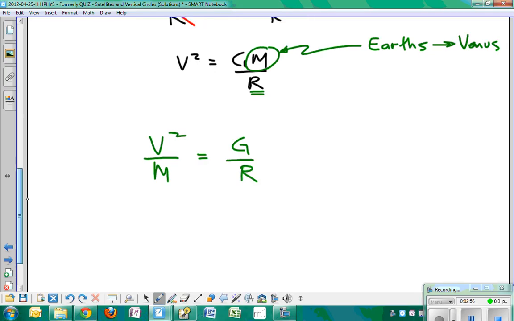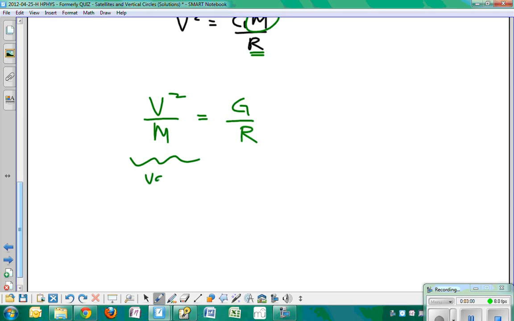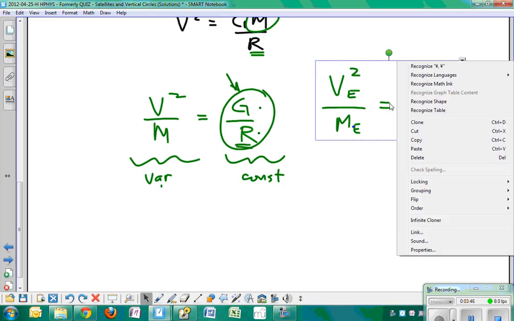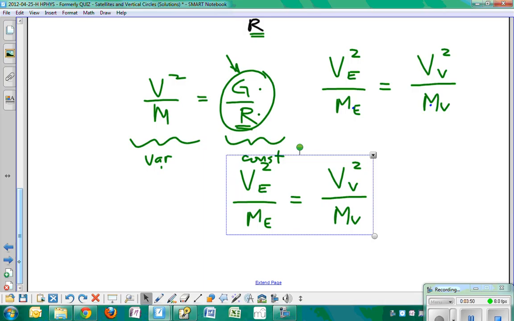So how does that work for us? On this side are our variables, and on this side are constants. So v squared over m will change from Earth to Venus, since G over r stays the same. V squared around Earth divided by Earth's mass is equal to v squared around Venus divided by Venus's mass, since they're both equal to G over r, a constant, because we're given that the radius is constant. Since those two things are equal to the same thing, they're equal to each other. We'll take this expression, bring it down here, and solve from here.